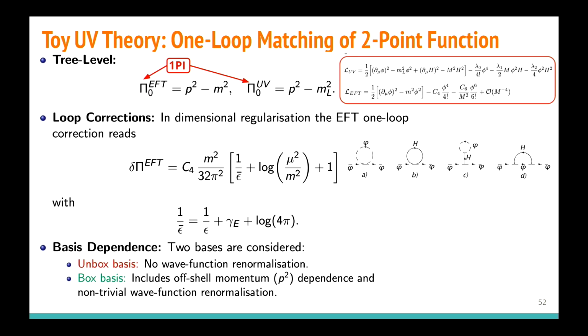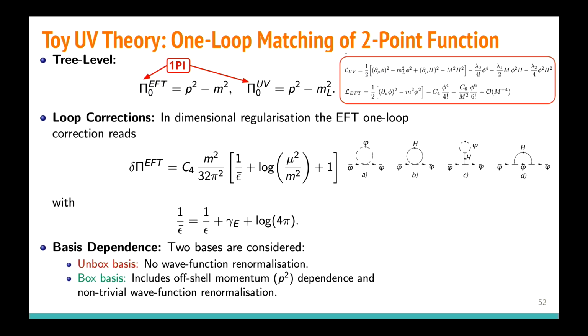So now, we discussed tree level matching with this toy UV theory. I just wanted to give you a glimpse of how one loop matching works. I'll be discussing the case of two-point functions, where we have these 1PIs, but for four-point functions, because we discussed ππ to ππ scattering at tree level, that would take me a long time, so I will leave that as an exercise, as a curiosity, but I'll discuss the two-point function.